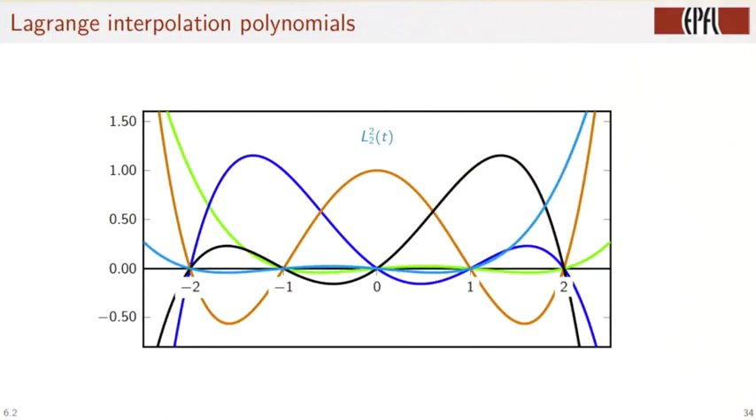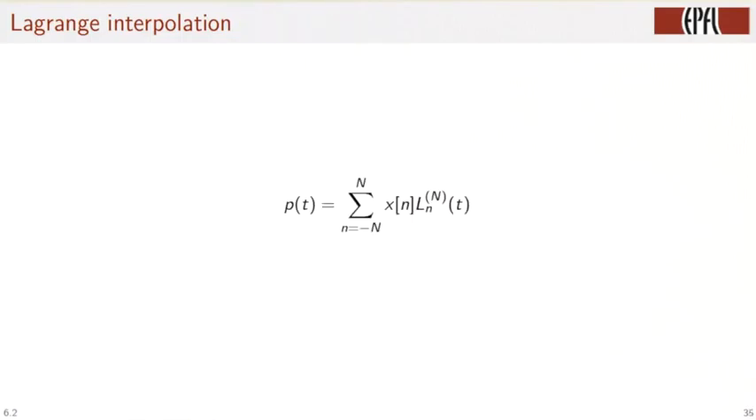The important thing is that these polynomials are 1 at their index n, and they are 0 at the other integers. Each one has exactly this characteristic. So now we have a formula. P of t can be written as a linear combination, n going from minus N to N, of xn, the samples, and the respective Lagrange interpolator of index n.